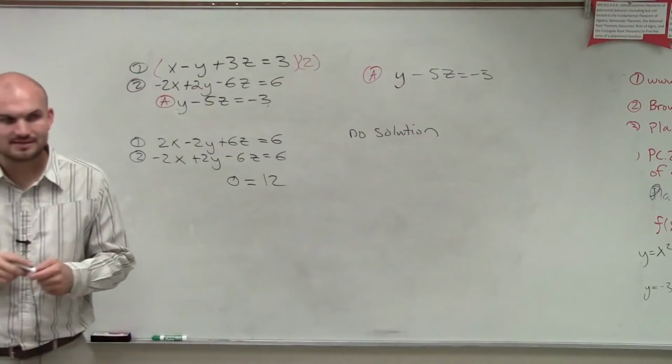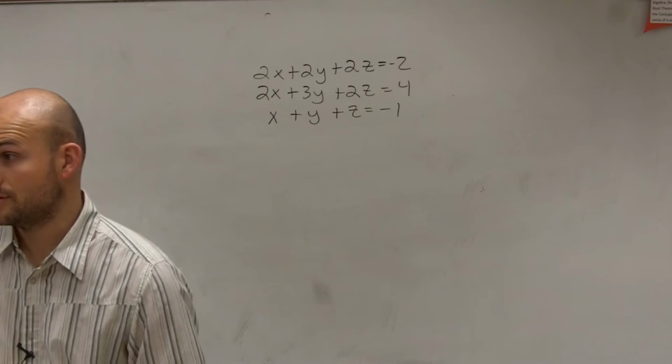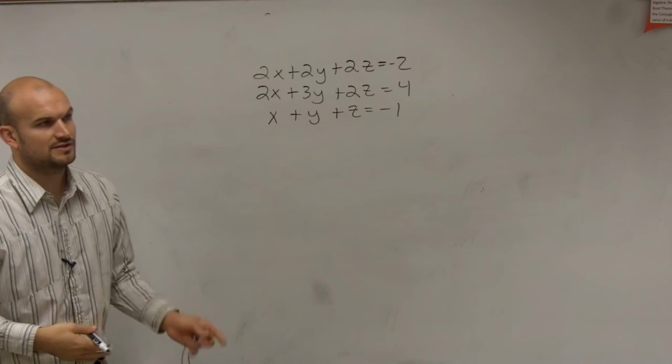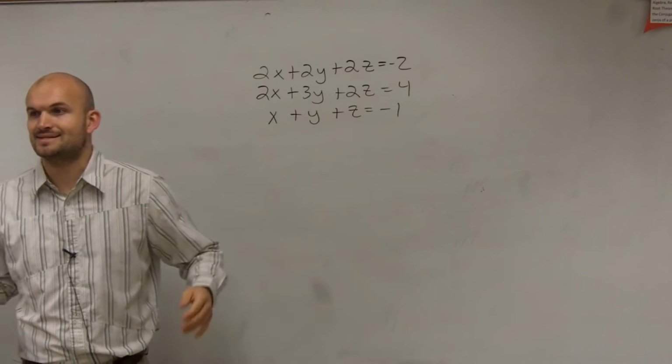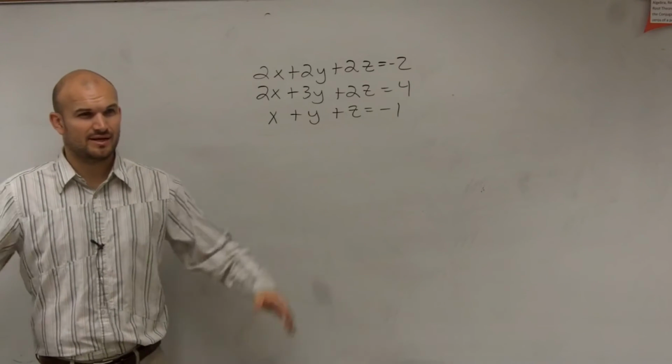All right? And that's it. That's all we got to do for that one. So remember, ladies and gentlemen, when doing three variables, the main important thing is we got to get it down to a system of equations of two variables, right? Do you guys remember when we did that?